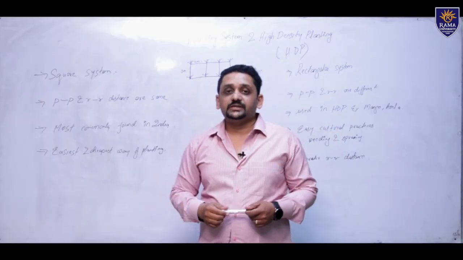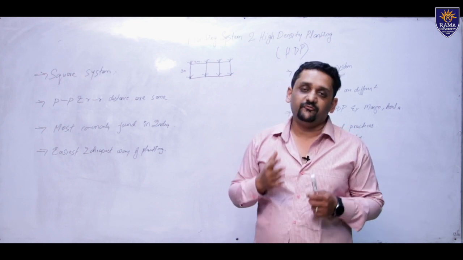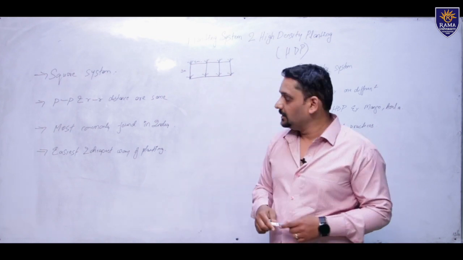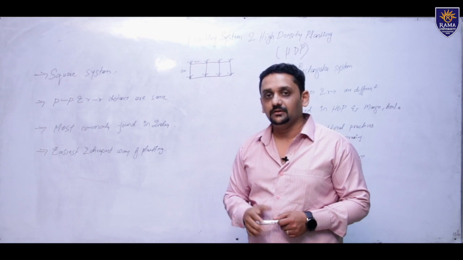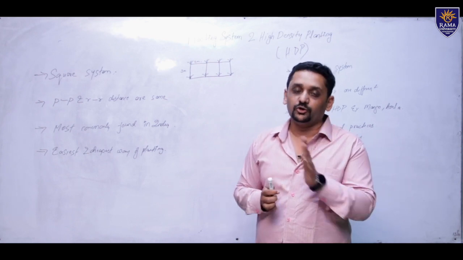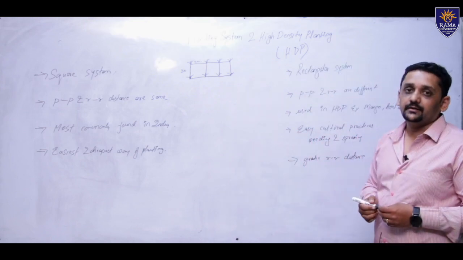It is one of the most important systems because in India maximum farmers have adopted this kind of square system, because it is one of the easiest and the cheapest ways of plantation of fruit crops. The second system is the rectangular system.